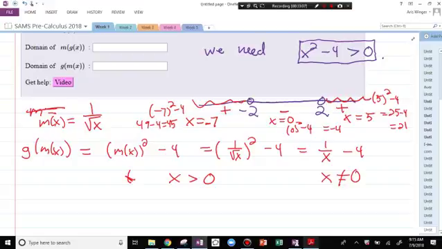Floor is open for questions about this. Any confusion about why the domain of this is x bigger than 0? It's because it's the domain of m. Okay. Good.